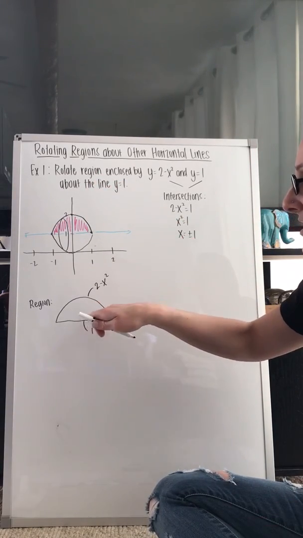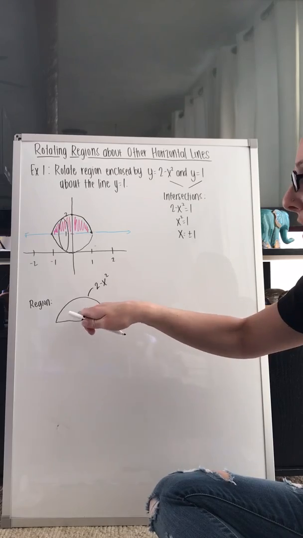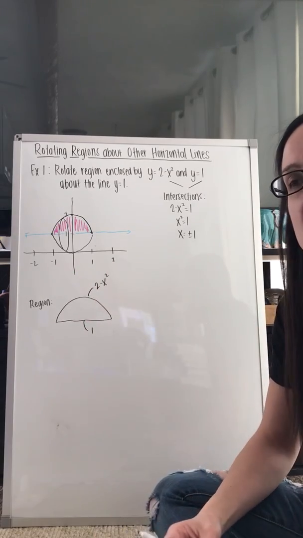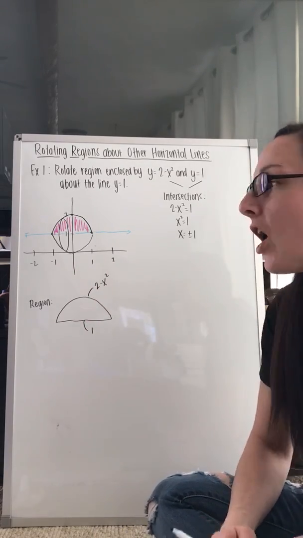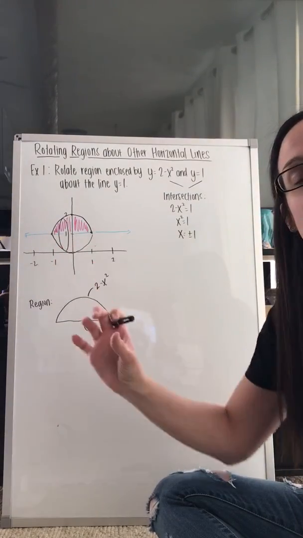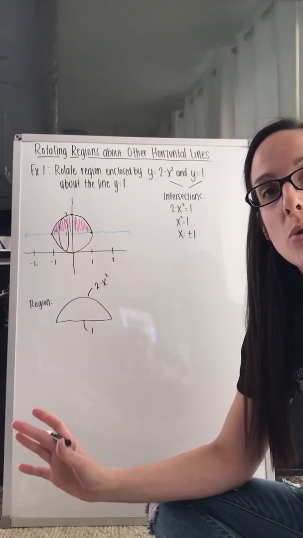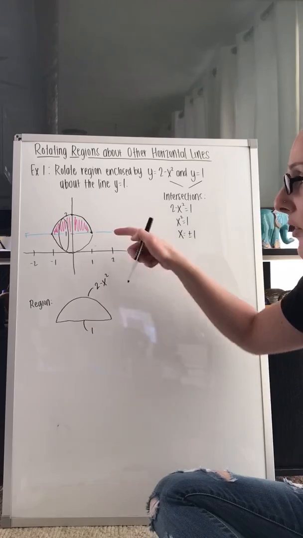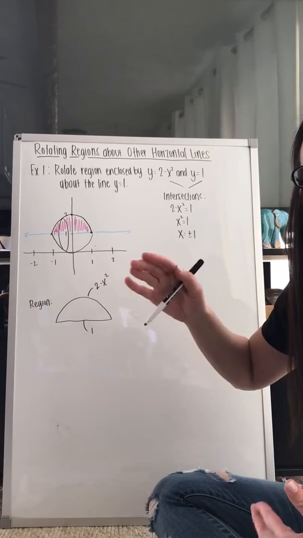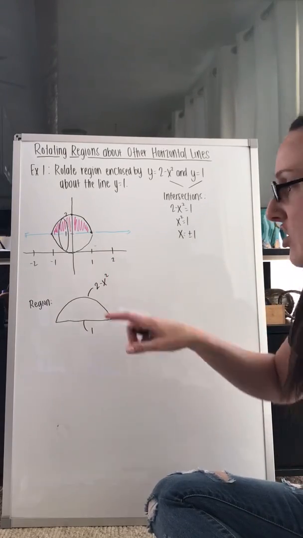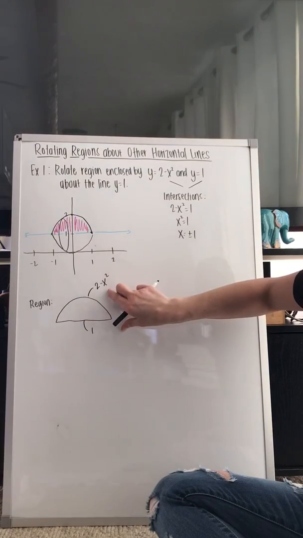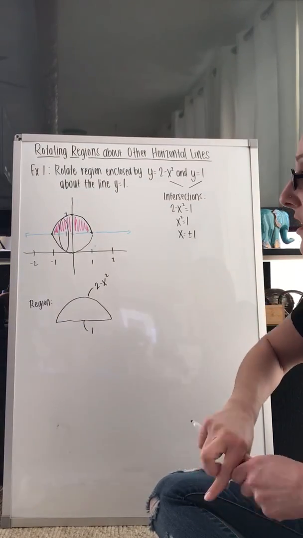I want to keep this part in mind, because in the last video when we were rotating about the x-axis, the radius of our cross-section or our cylinder was always just the function. But now that we're rotating around a line other than the x-axis, our radius is going to be changing. And this piece is going to be really important to determine what the actual radius is.